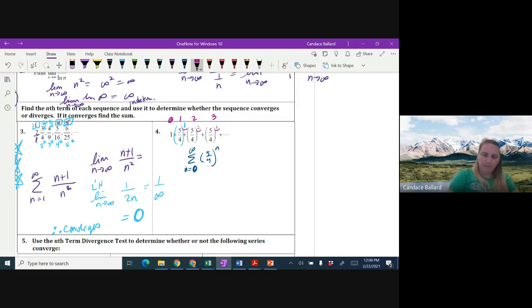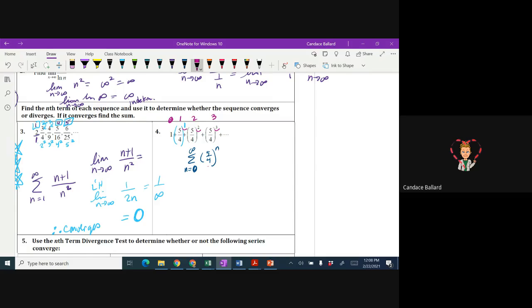Okay, perfect. All right, so what kind of series do we have there? Because that's going to help us run the correct series test on it. Ah, geometric. Perfect. Okay, so we need to look at the r. What's the r value?